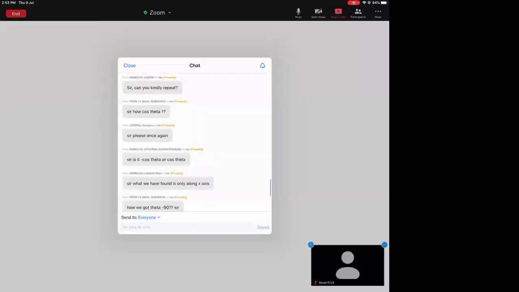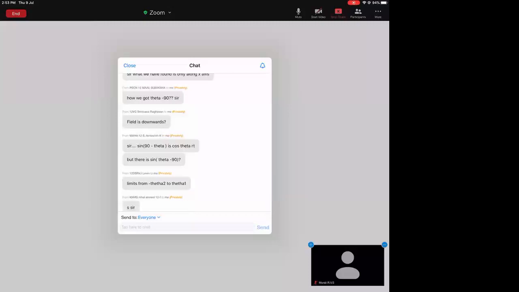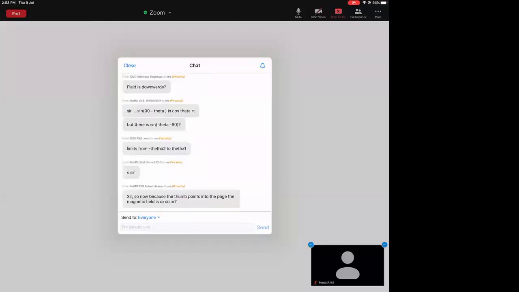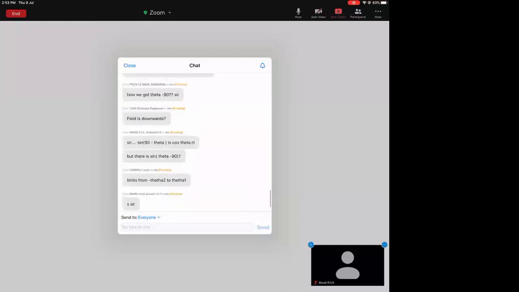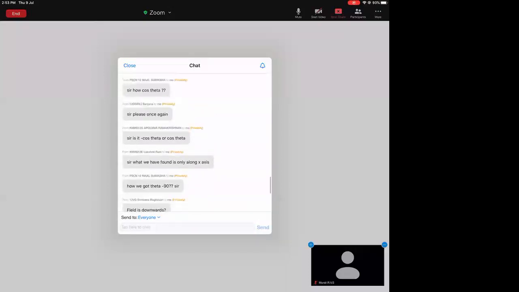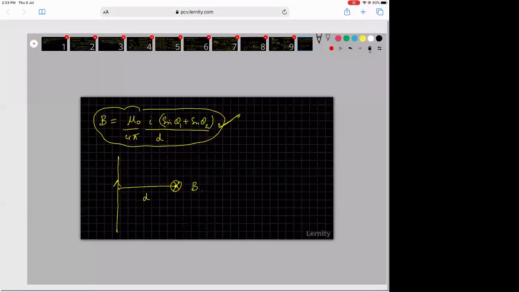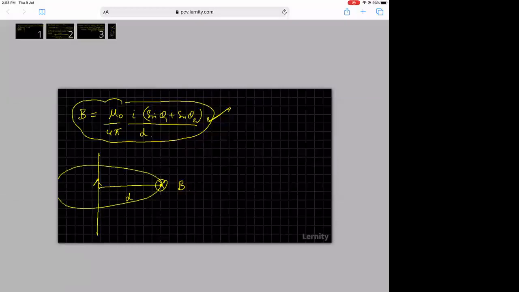Yeah, cos theta I explained to you correctly. Limits from minus theta 2 to theta 1, that is also correct. Sir, 90 minus theta is cos theta, right? Yes. But there is sin of 90 minus theta. Sin of theta minus 90 is also cos theta, if theta is greater than 90. That is not the error, sir. Because the thumb points into the page, the magnetic field is into the page, yes, it is circular. The field is downwards, yes. No, we have not found anything along the x-axis. We have found it on this side, on the right side. Okay, y-axis, yeah, there could be a field. The magnetic field actually goes like this, and then it comes out. So on this side, the magnetic field is out of the plane. On this side, the magnetic field is into the plane.